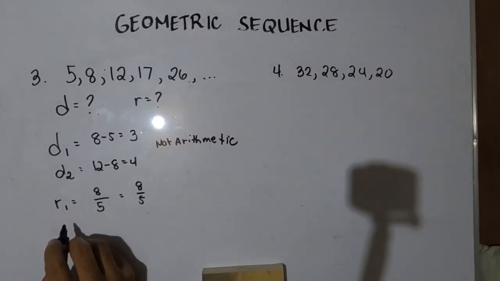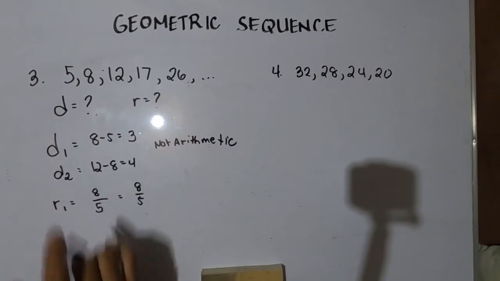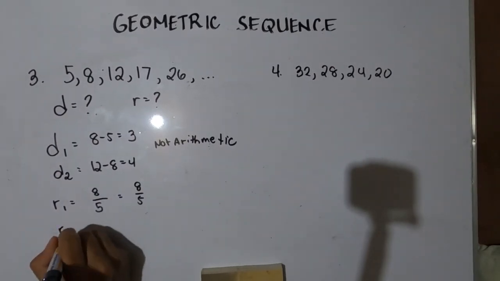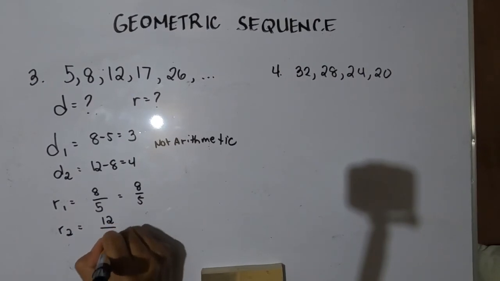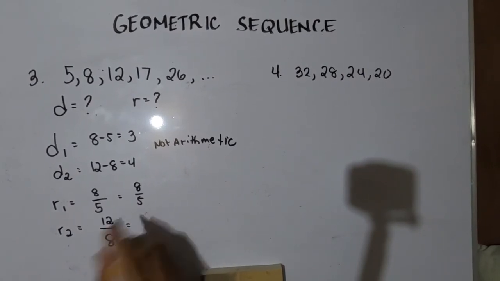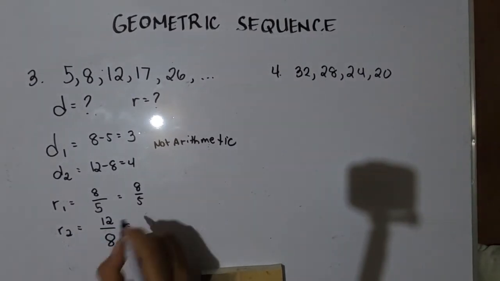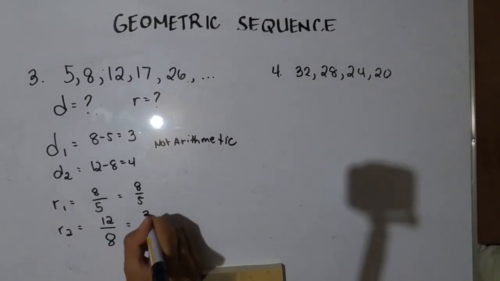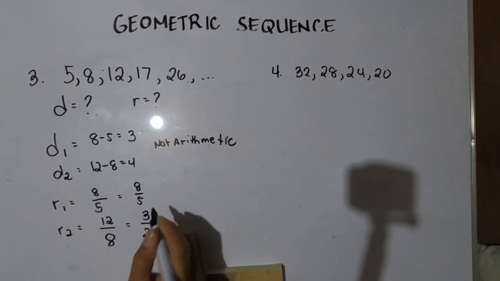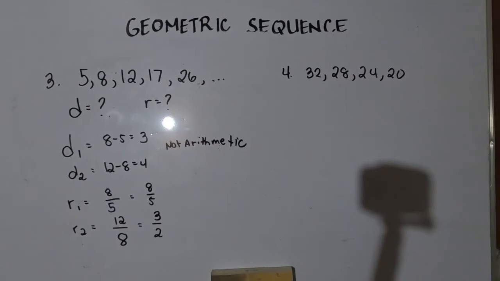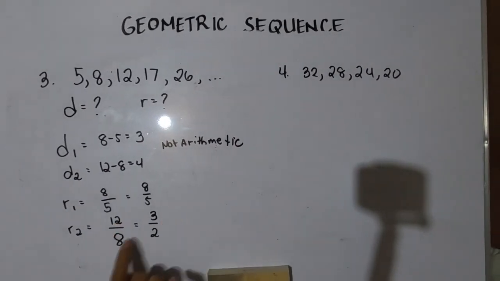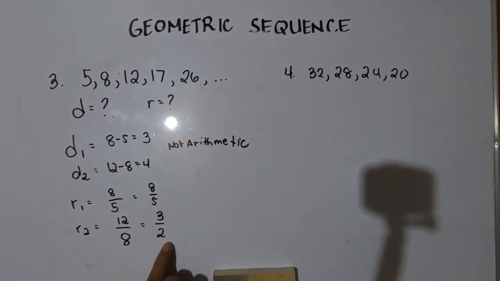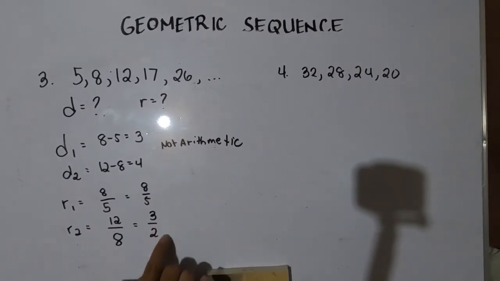Let's proceed to the ratio of the third term and the second term. That's r sub 2. So 12 divided by 8 is the same as, or simplified as, 3/2. The greatest common factor is 4. 12 divided by 4 is 3. 8 divided by 4 is 2. So the ratio is 3/2.